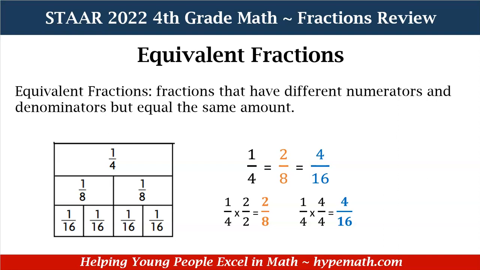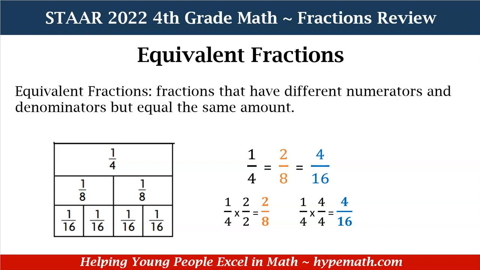Now, starting with 1/4, the way that we can discover that 2/8 is an equivalent fraction is by multiplying the numerator and denominator by the same number. We see in our picture that we have 2 1/8 blocks. So what we need to do is multiply 4 times 2, that is equal to 8, and 1 times 2 for our numerator is 2, so 2/8 is our equivalent fraction.